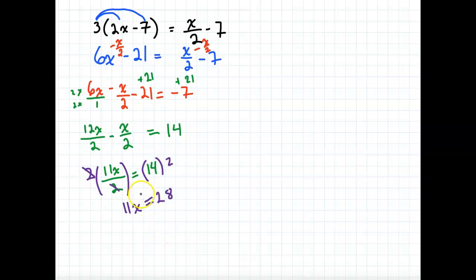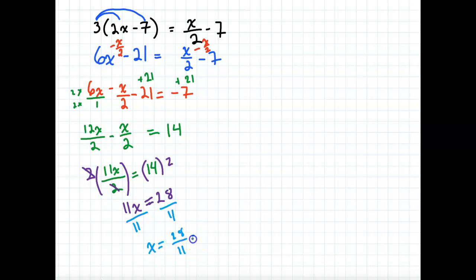Okay. Now I just need to undo the division. So that's my last step, really. So I undo the division. I divide by 11 to both sides. So x is equal to 28 over 11.